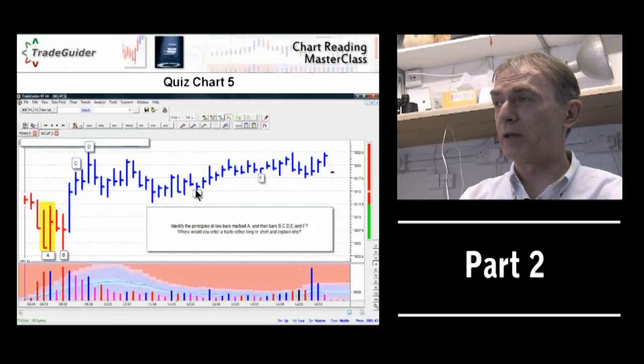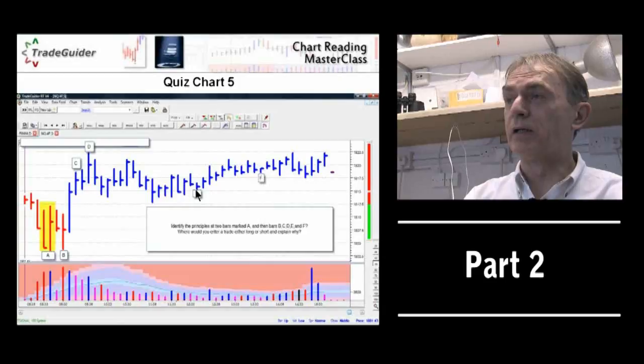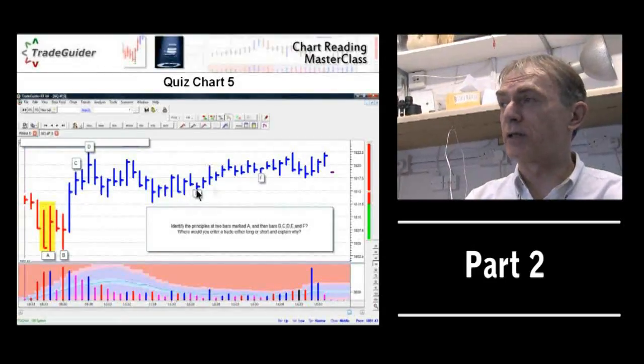So always remember to look at the background, because the bars individually don't mean anything at all unless you relate them to what's in the background. Absolutely. It really is very important. I can't stress that enough.